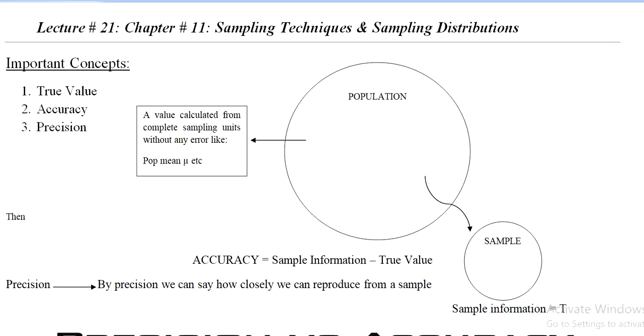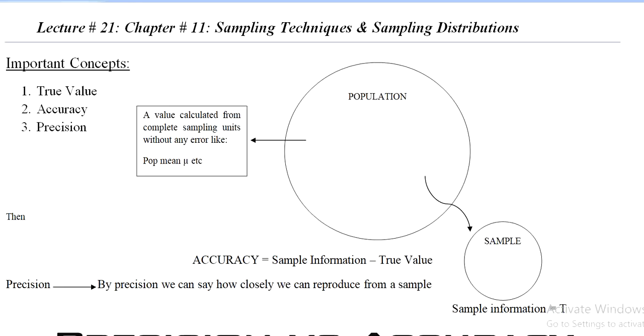The topic of today's lecture is some more important concepts for sampling. That includes what is true value, what is accuracy, and what is precision. Then later in this lecture we will talk about what kind of error we generally deal with in sampling. So let's start with the important concepts: true value, accuracy and precision.